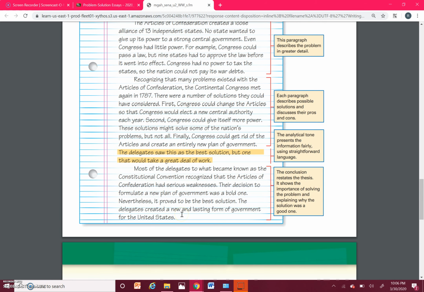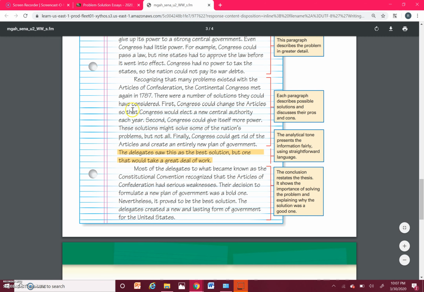Now, they do not really give a final thought in the sense of how can you be a part of the solution, but that kind of makes sense considering that this is a historical problem. The problem has been solved. There's really nothing that we need to do.